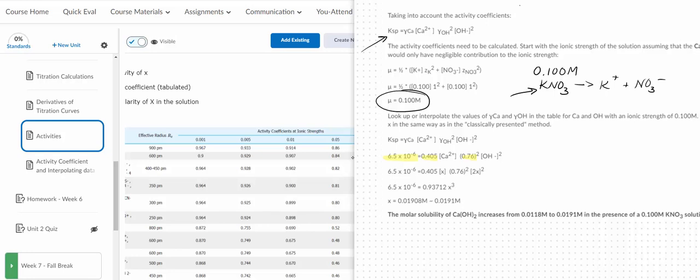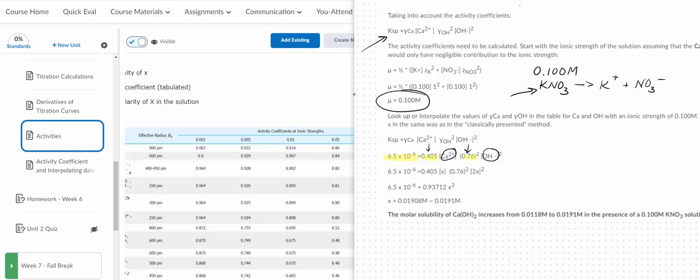This would be x and this would be 2x. It's a similar procedure from here forward. We've just added in the activity coefficients. So now it's just algebra. We take our 0.405, multiply it by 0.76 squared, and then divide both sides by that value.